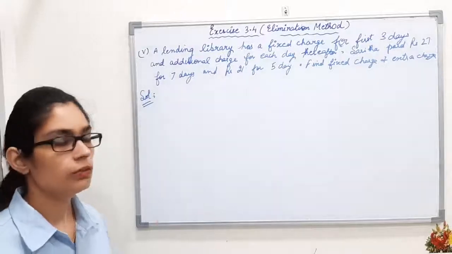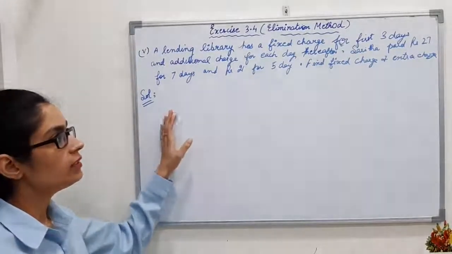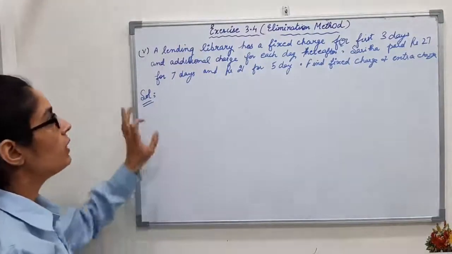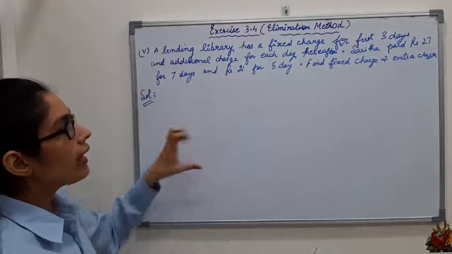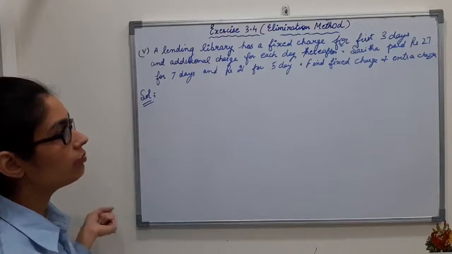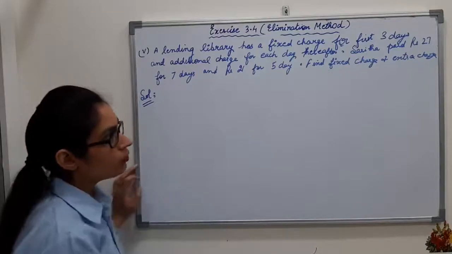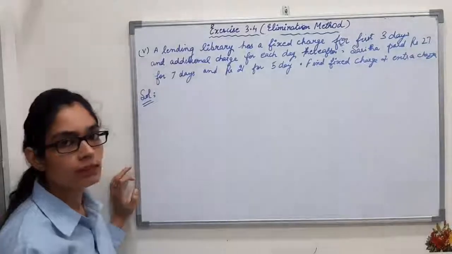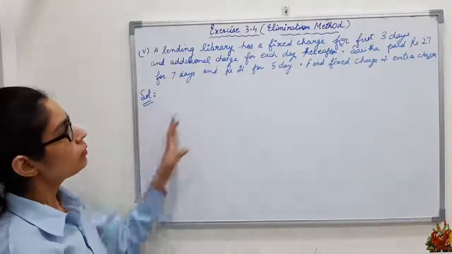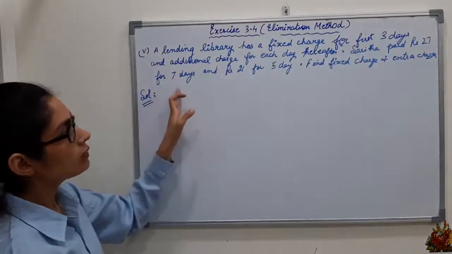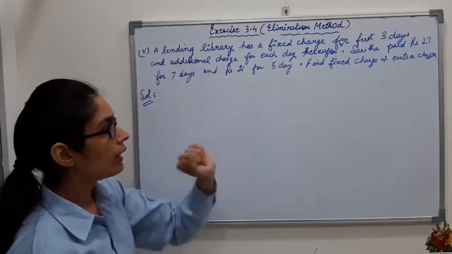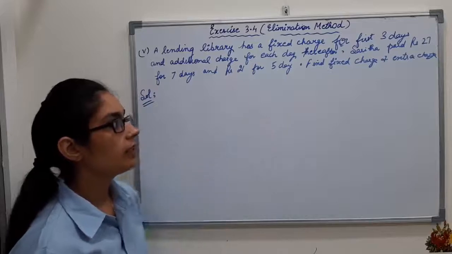So let's do the last sum of this exercise, and we can happily complete our elimination method also. A lending library has a fixed charge for first 3 days and additional charge for each day thereafter. So for first 3 days it's fixed, you have to pay this amount, and thereafter for each day there will be certain amount. So Sarita paid 27 rupees for 7 days and 21 for 5 days. Find the fixed charges and the extra charge.